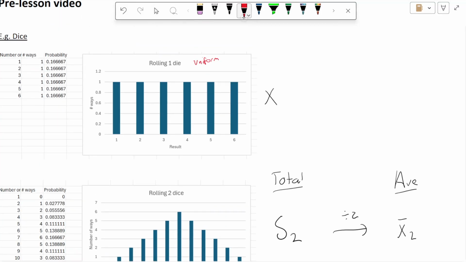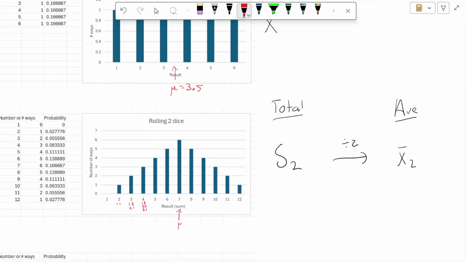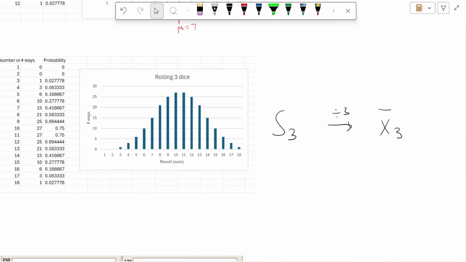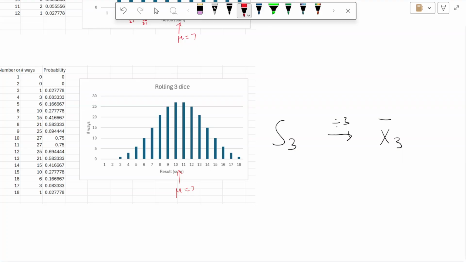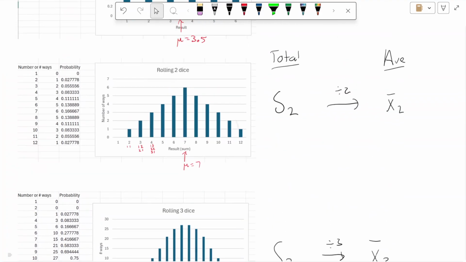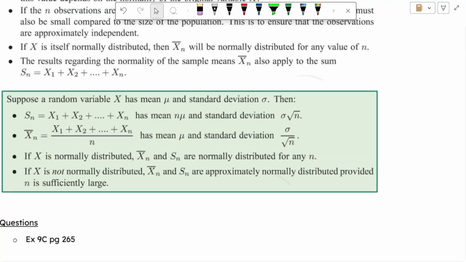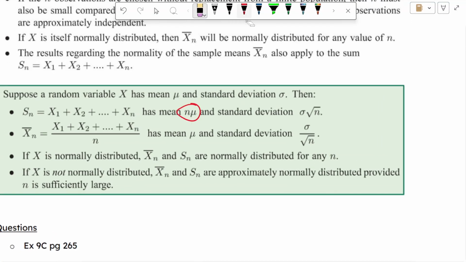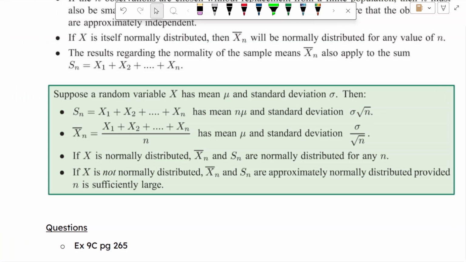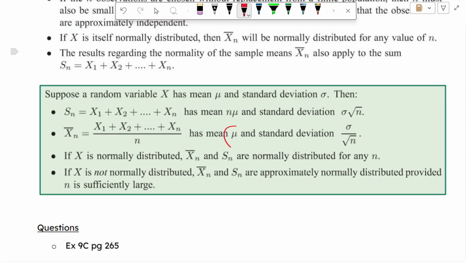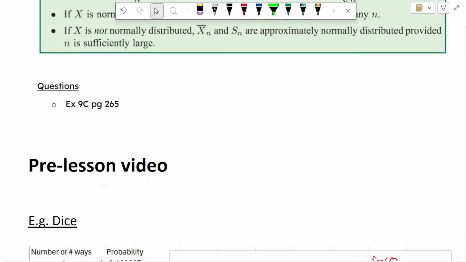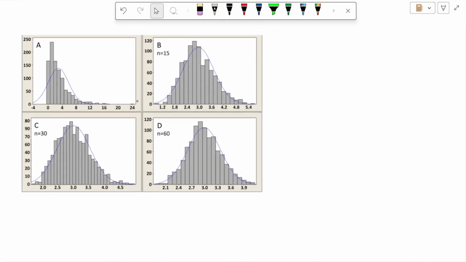So you might also notice that here, this is something we'll learn a bit later, but the mean is 3.5 there. Like with sampling distributions, here the mean is double that, so it's 7. And here, the mean is 3 lots of 3.5, so it's 10.5. Okay, so a lot of this crosses over with sampling distributions, but basically this is a full statement of the central limit theorem. So the mean will become n times the mean, and the standard deviation gets scaled up by root n. If you're dealing with X bar, which is the averages, the mean stays the same and the standard deviation gets smaller.